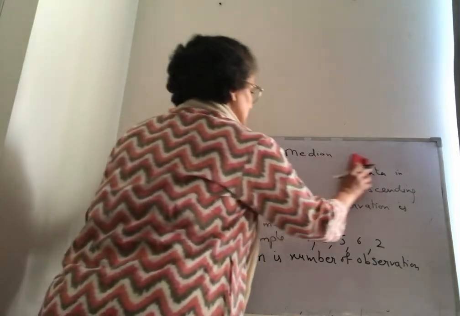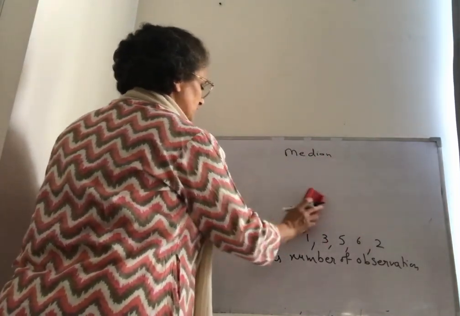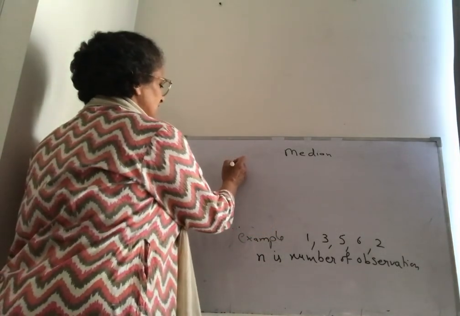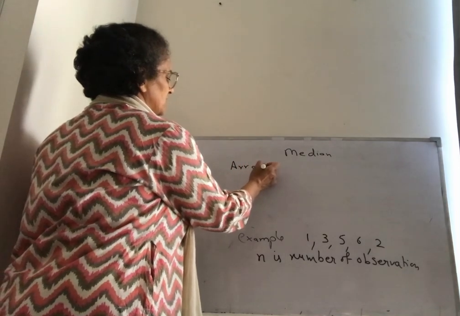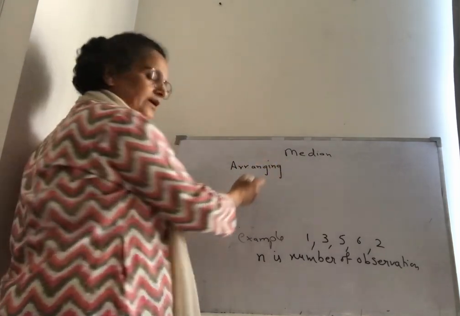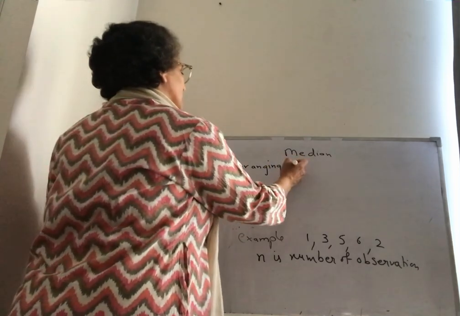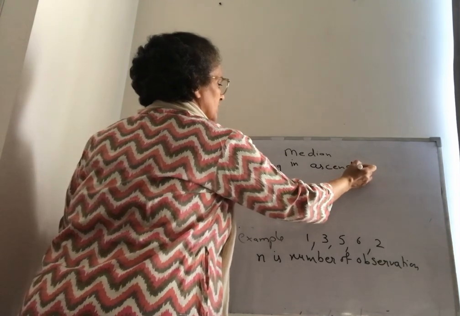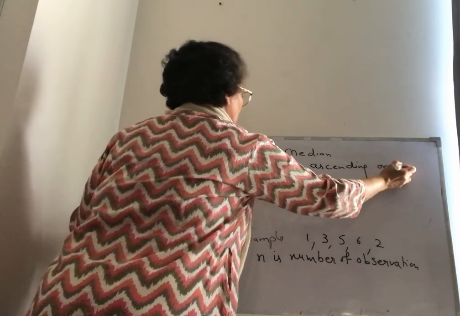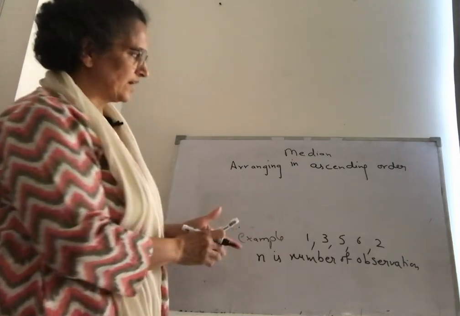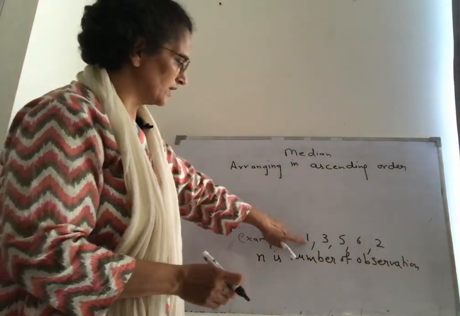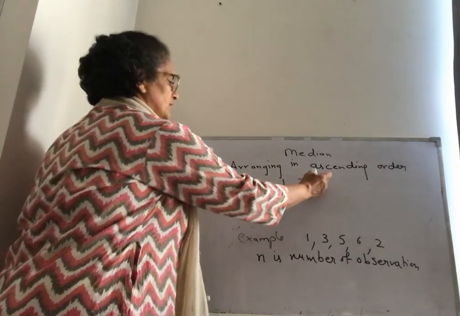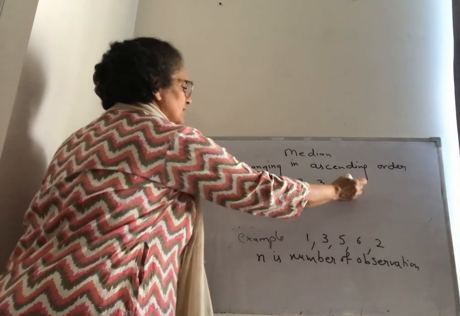Let's first arrange the data. Before you decide the median, you have to arrange the data. So step 1 is arranging. I am doing it in ascending order; you can do it in descending order also. Ascending is small to big. The smallest is 1, so I write 1. Then we have 2, then 3, 5 and 6.